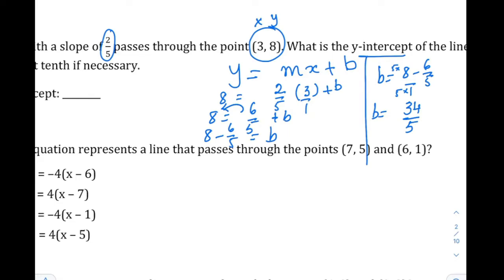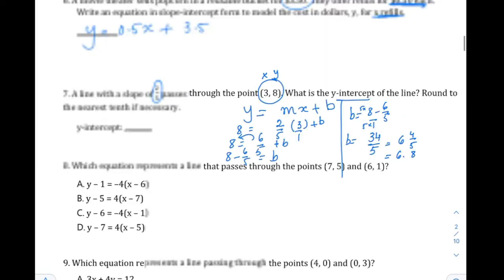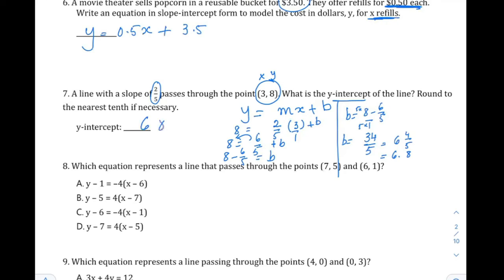نوحد المقامات. And then 34 divided by 5 is 6 and 4/5, or 6.8. Yeah, 6 والباقي 4. So it's 6.8. So my y-intercept will be 6.8.